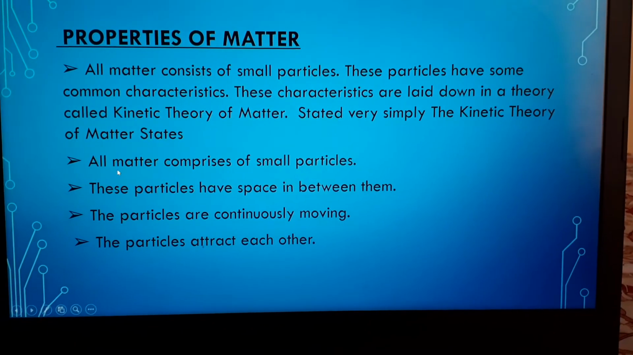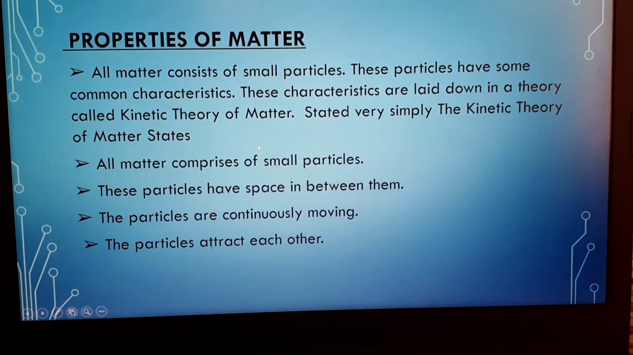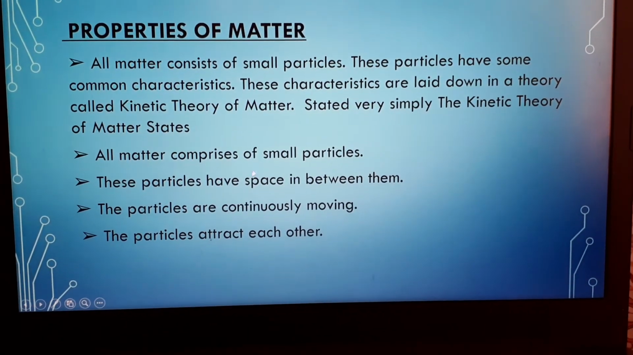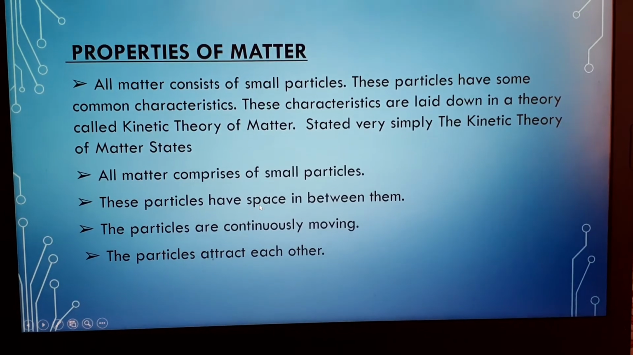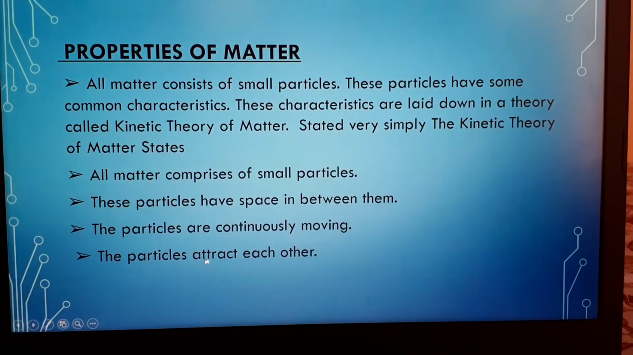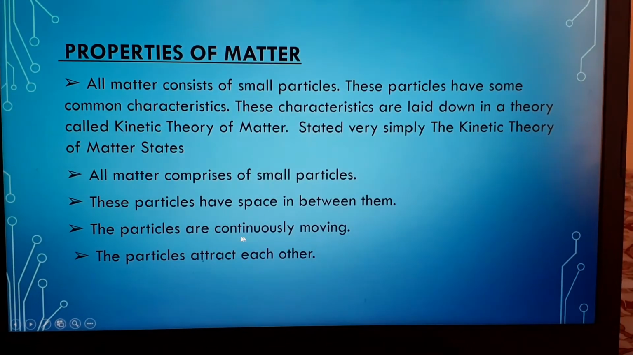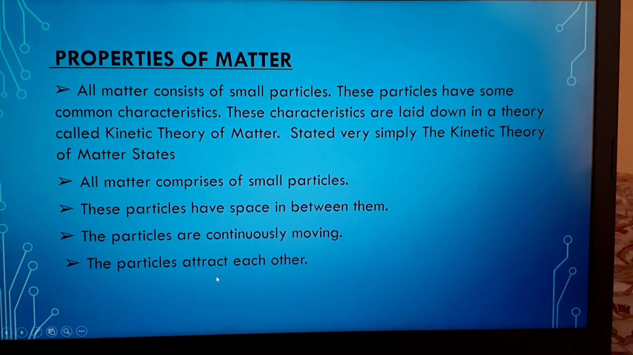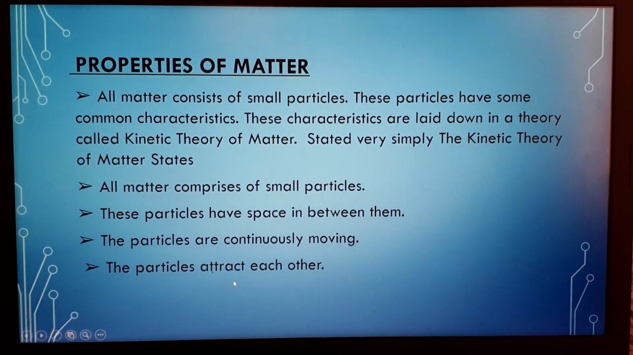What does the theory say? All matter comprises small particles. These particles have space in between them. These particles are continuously moving. These particles attract each other.